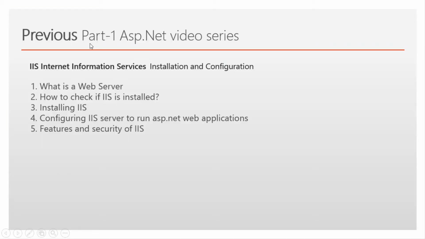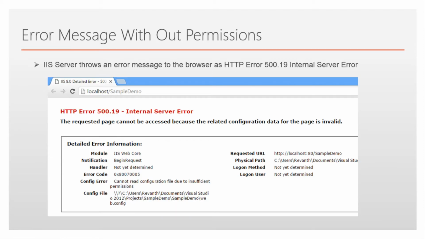If you haven't watched part 1 of ASP.NET video series, I recommend to watch before proceeding with this video. I have discussed IIS installation and configuration. If the project is not configured with proper permissions, IIS server throws an error message to the browser as an internal server error.